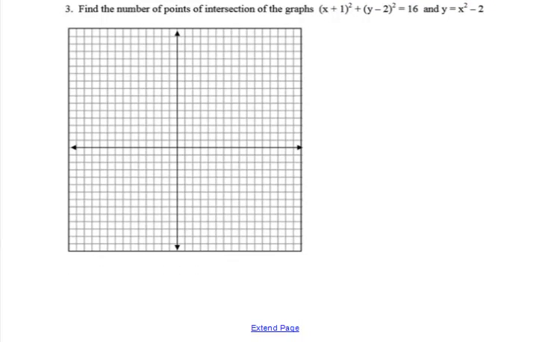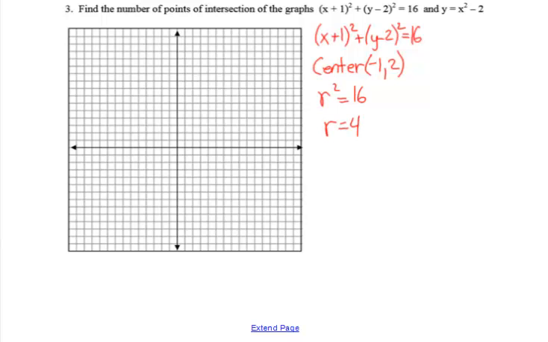All right, number 3, find the number of points of intersections of the graph. And here's our first graph. We have x plus 1, quantity squared, plus y minus 2, quantity squared equals 16. So I'm seeing an x being squared, a y being squared, I got a plus sign. This is a circle, so I want to think center radius. Remember, we're going to switch the signs. Positive 1 becomes negative 1. Minus 2 becomes positive 2. R squared is 16. Take the square root of 16, and our radius is 4.